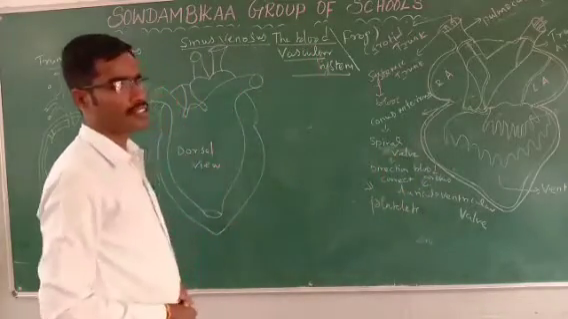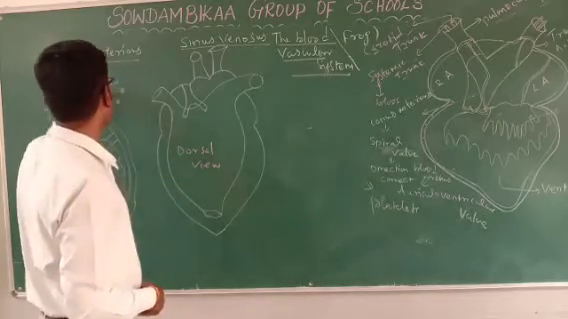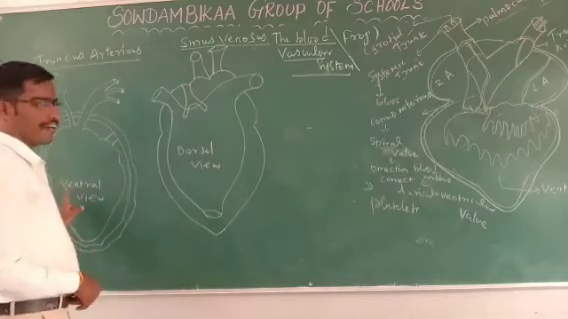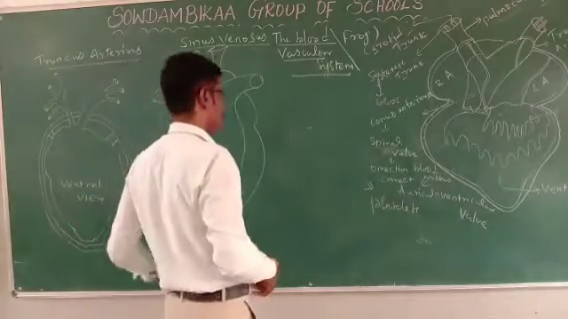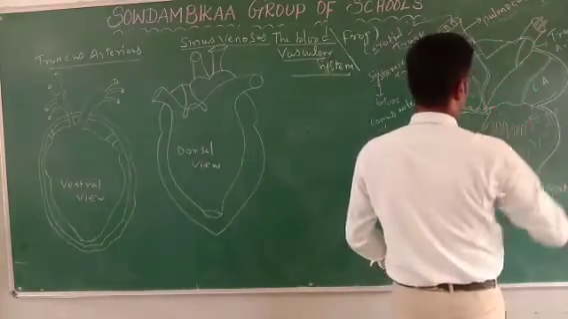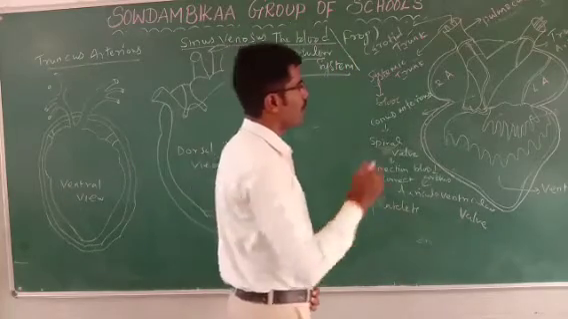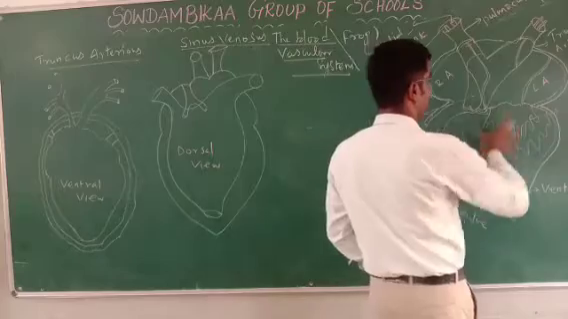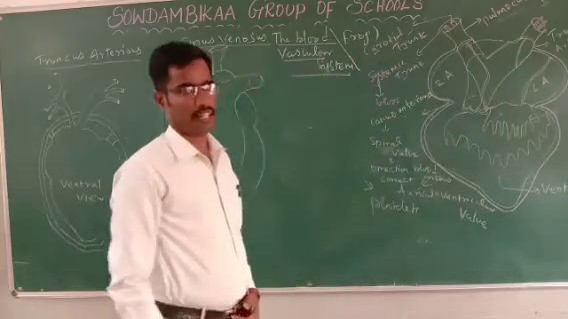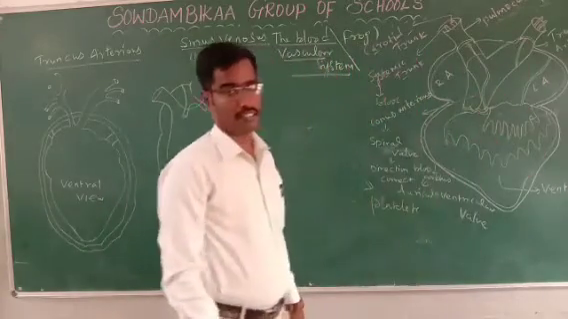Then there is the very thin-walled sinus venosus. The sinus venosus is present on the dorsal side of the heart, whereas the truncus arteriosus is conical in nature and is present on the ventral side of the heart. Then from the ventricle arise the right and left aortic trunks.